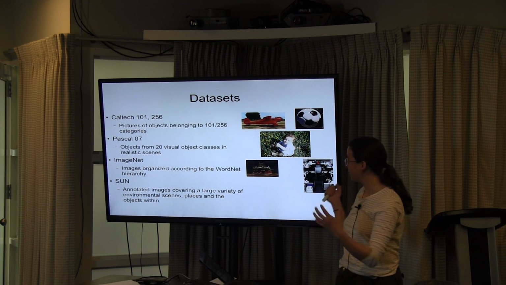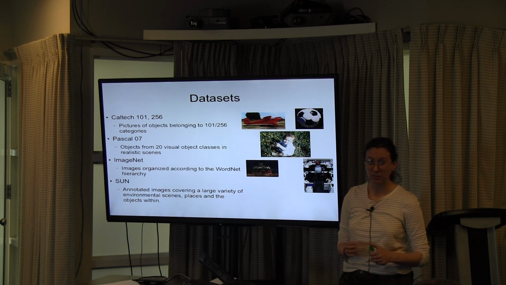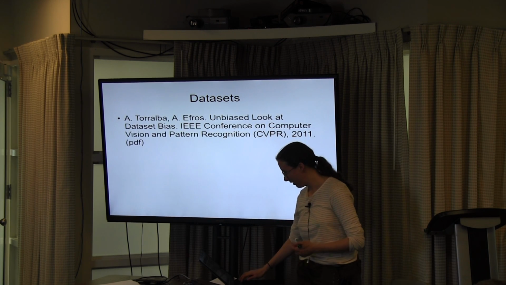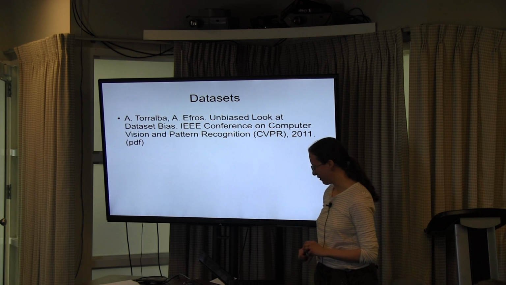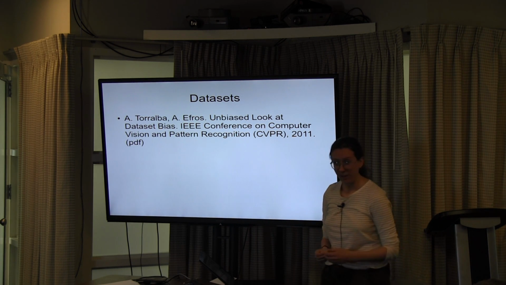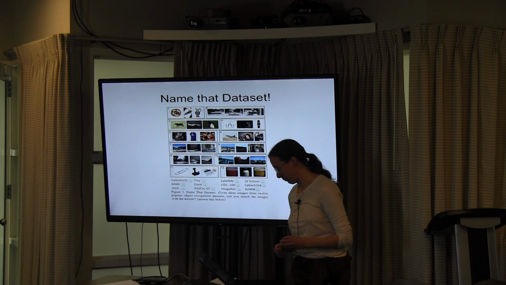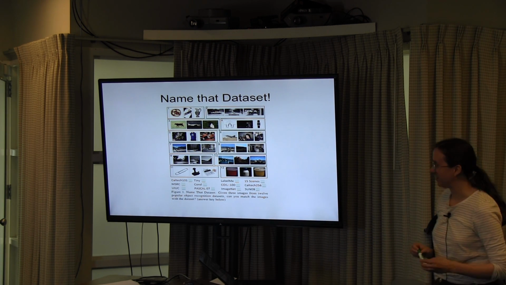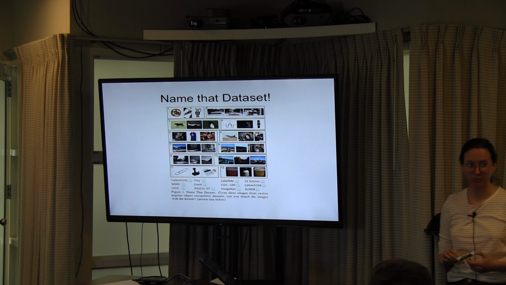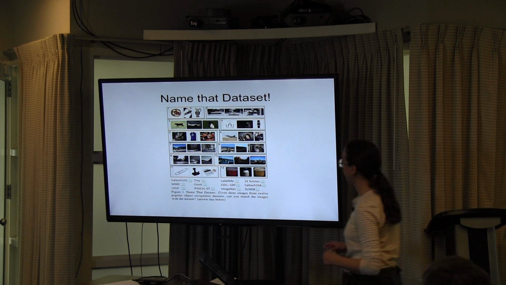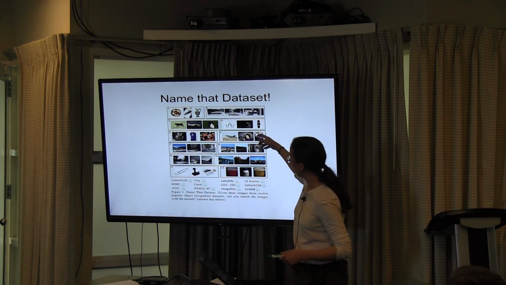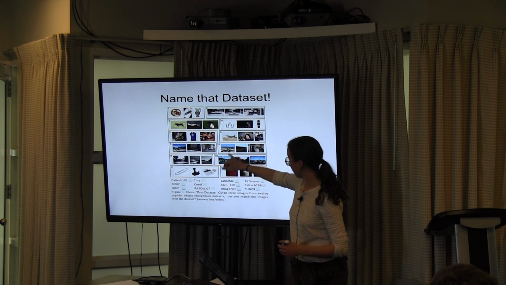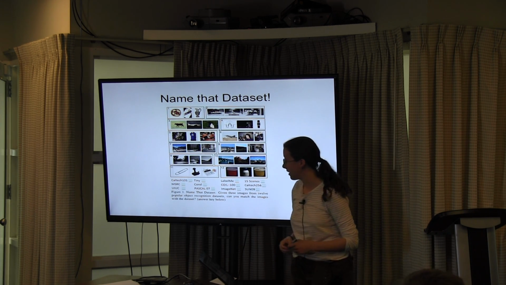There's some angst in computer vision right now, though, because there are some problems with these data sets. There was another paper by Antonio Torralba called An Unbiased Look at Dataset Bias. They basically invented a game called Name That Dataset. What you're supposed to do is look at pictures from different ones of these data sets and label each picture with the data set it came from.